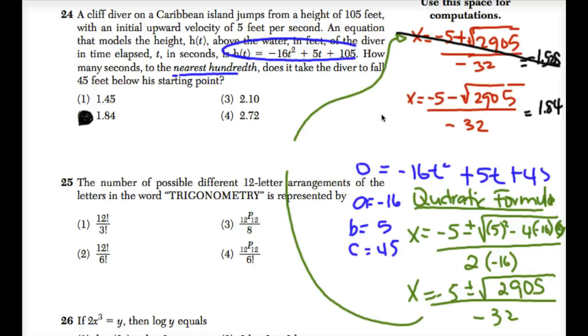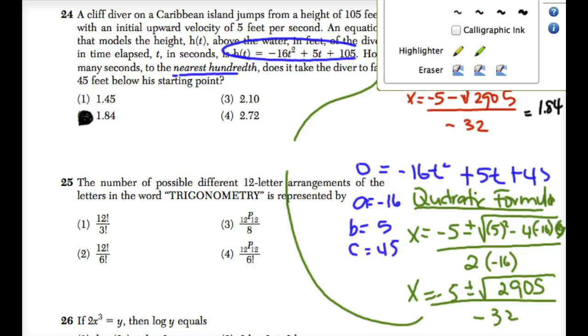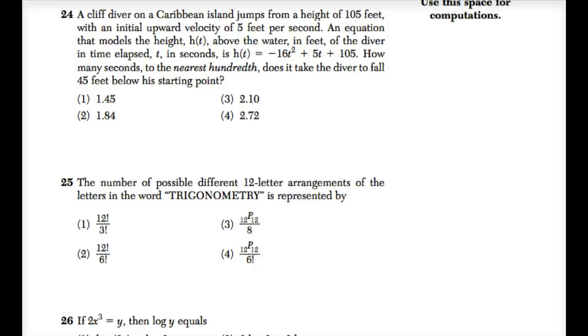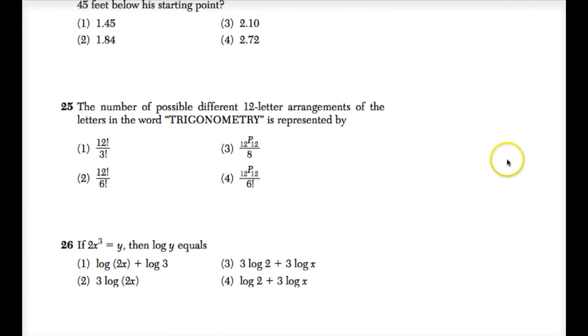Now, the last question for the multiple choice section, if I clear this out, says the number of possible different 12-letter arrangements of the word trigonometry is represented by. So first of all, if we're representing arrangement of letters, it's asking does the order matter? Yes, it does. It depends on how we order this. So it's going to be P, 12 letters, choose 12. There are 12 letters here. 1, 2, 3, 4, 5, 6, 7, 8, 9, 10, 11, 12.